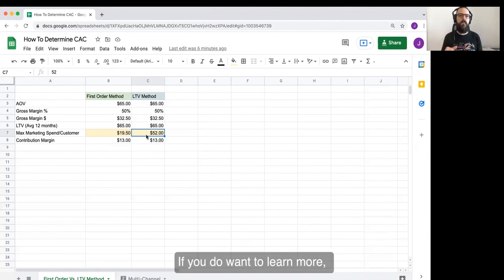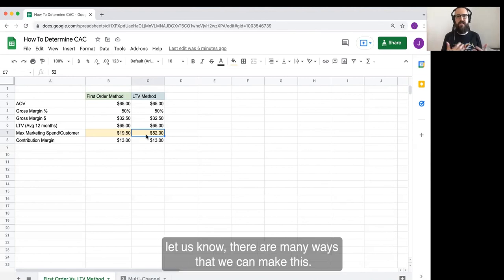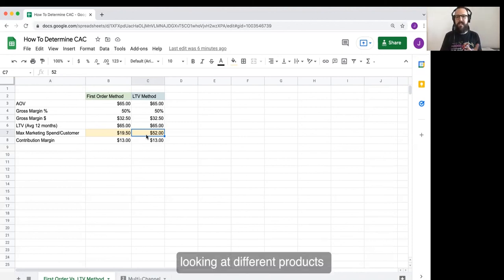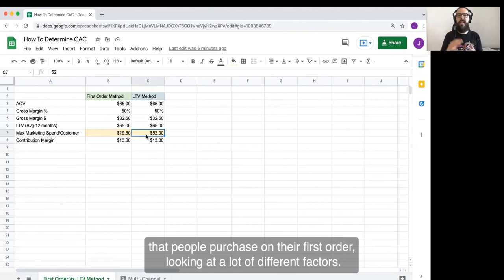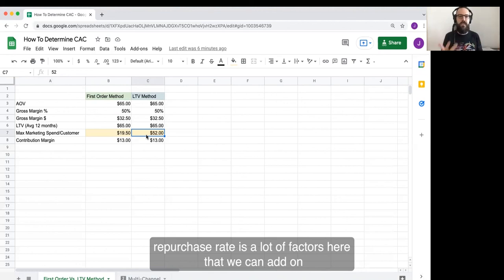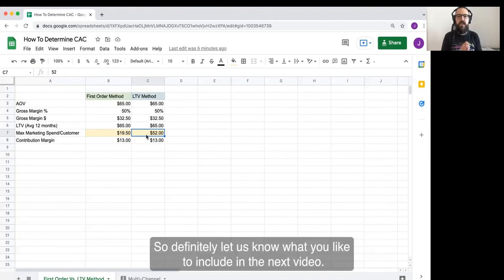If you do want to learn more, if there are other areas that you want to look at, if there are other data points that you want to include here, let us know. There are many ways that we can make this more robust. We can layer on additional analysis from looking at multiple channels, looking at different products that people purchase on their first order, looking at a lot of different factors. Also, what happens when customers make a higher repurchase rate. There's a lot of factors here that we can add on to really get granular for your business. So definitely let us know what you'd like us to include in the next video.